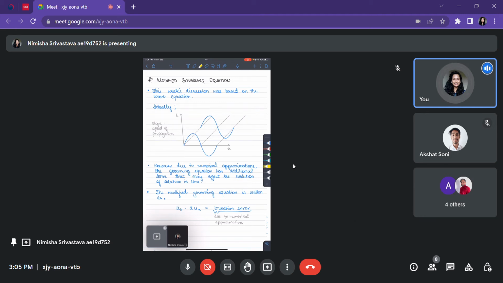So we're talking about modified governing equations. The modified governing equation is something that we had discussed with regards to the heat equation as well, where we had said that when we have a governing equation which looks something like this, du by dt equals to, I'm going to write the heat equation right now, the one dimensional heat equation.